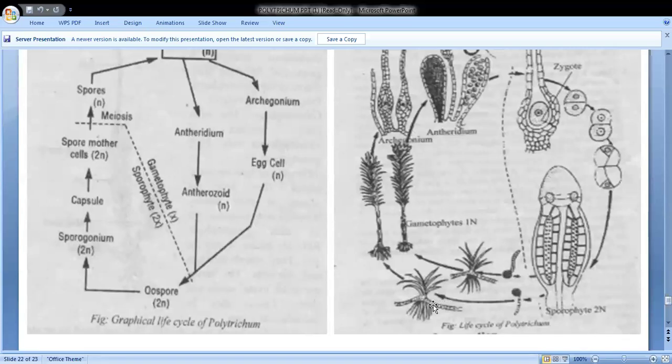2 substages are present in the Polytrichum. Do you understand? Jayant Reddy? Okay. Yes. So the protonema stage and the gametophore stage. We observed the 2 substages in the gametophytic phase.